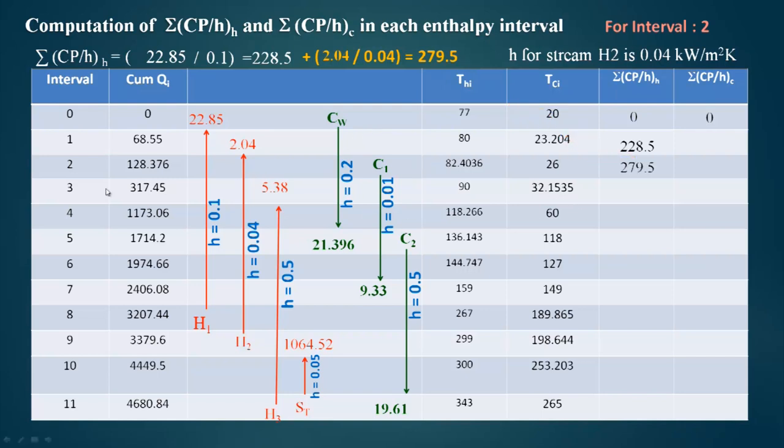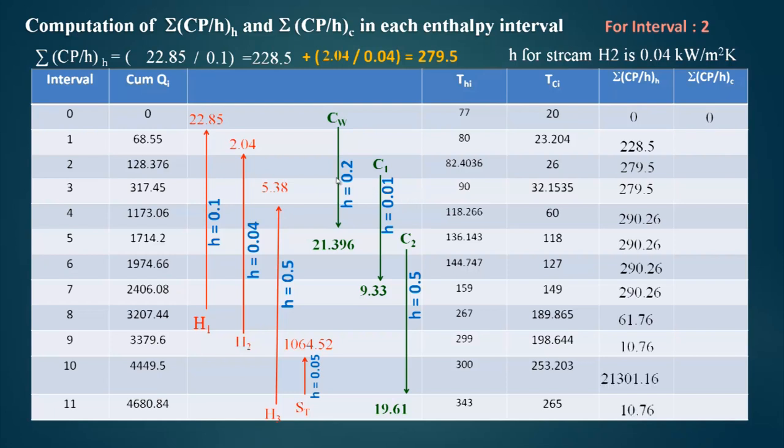Similarly, for this 3, here we have two streams working. For this fourth, we have three hot streams working here, and for here we have two hot streams, that means one hot stream H3 and the utility stream is working. So, we can find out the summation Cp by h values for hot in those intervals and we can fill it up.